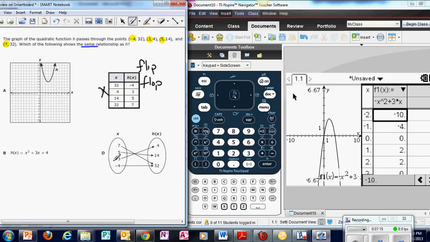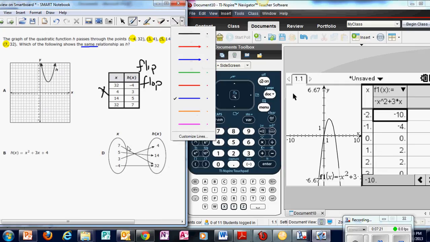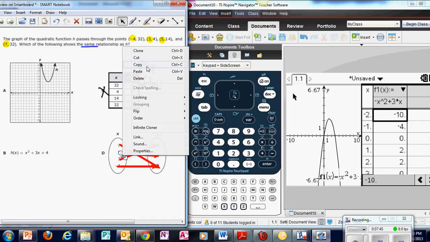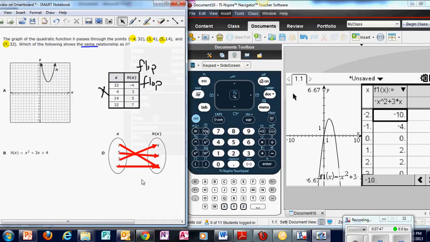Then before utilizing the calculator, I'm going to look at the mapping and see, do the elements of the domain map to the appropriate elements of the range? So negative 4 should pair up with 32. It does. 3 should pair up with 4. 5 with 14. And 7 with 32. So the mapping appears to be correct. Let me get that out of the way. So it's looking like this is an answer choice. But let's verify that the graph and the equation are incorrect.